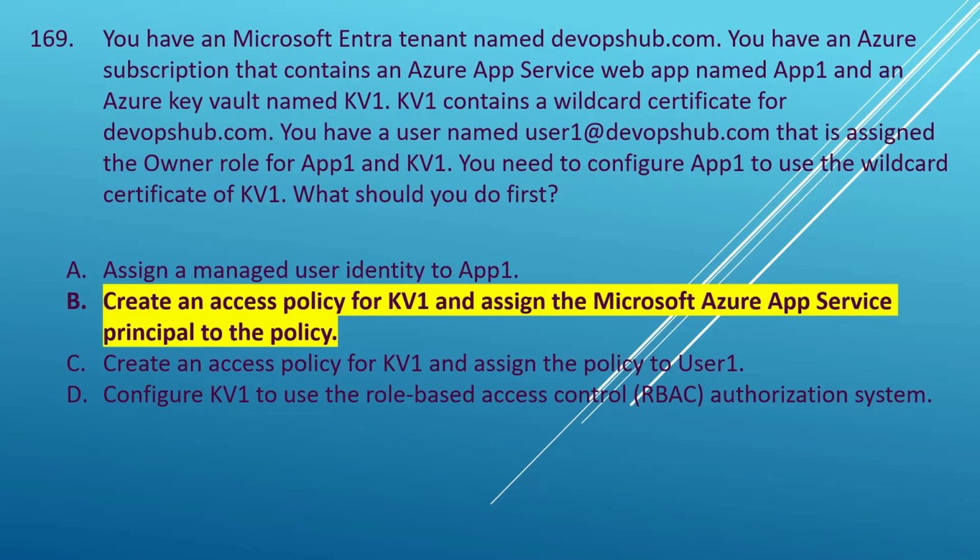Assigning a managed user entity to App1, which is option A, and configuring KV1 to use RBAC, which is option D, are not directly related to granting access to the certificate for App1. And option C is incorrect because you should assign the policy to the Azure App Service principal, not user1. Friends, I hope now you understand why option B is correct here and options A, C, and D got eliminated.